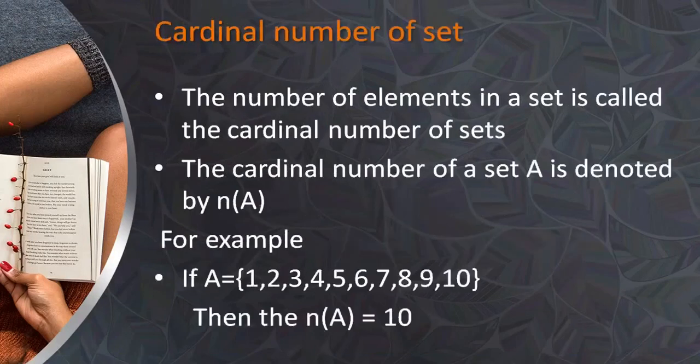Here, I would like to add some information about cardinal number of sets. Cardinal number of a set is nothing but the number of elements in a set. The cardinal number of set A is denoted by n(A). For example, A is equal to {1, 2, 3, 4, 5, 6, 7, 8, 9, 10}. Then n(A) is equal to 10, since the cardinal number of set A is 10.